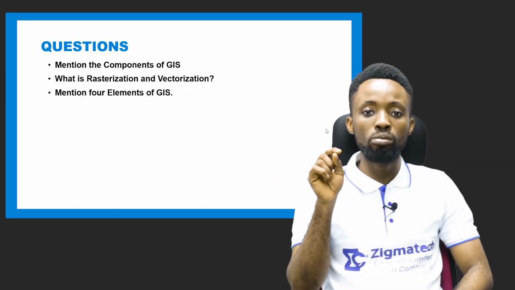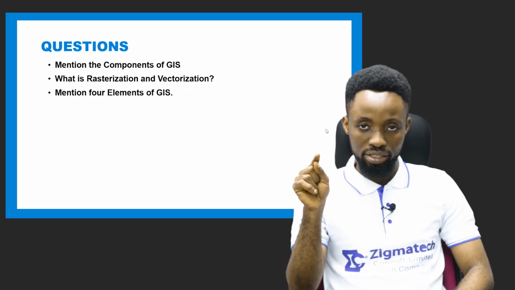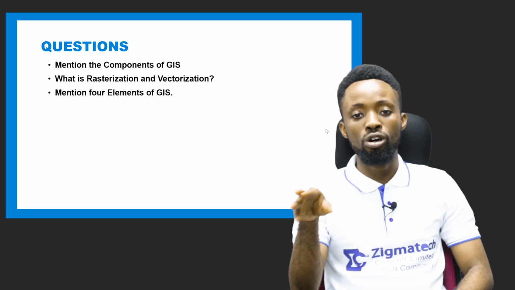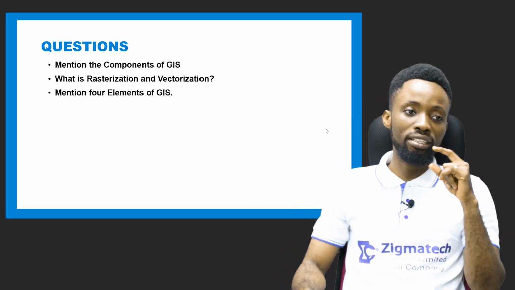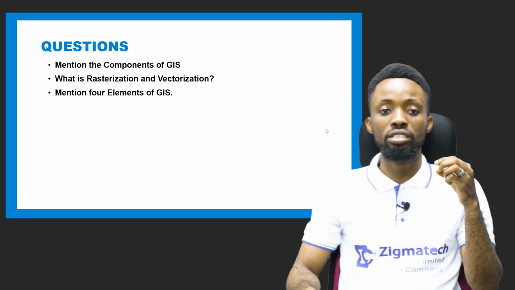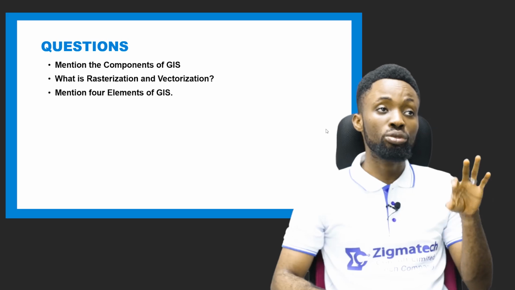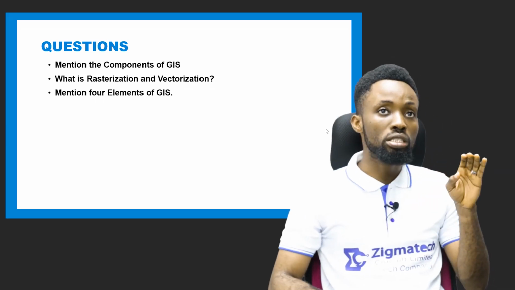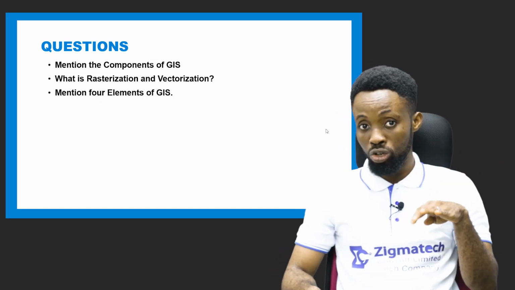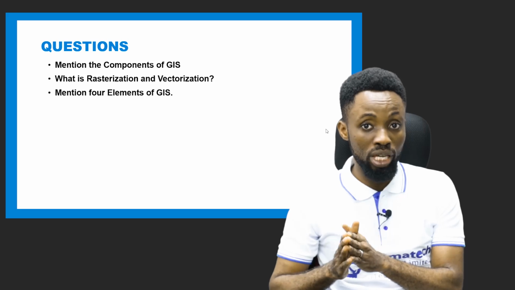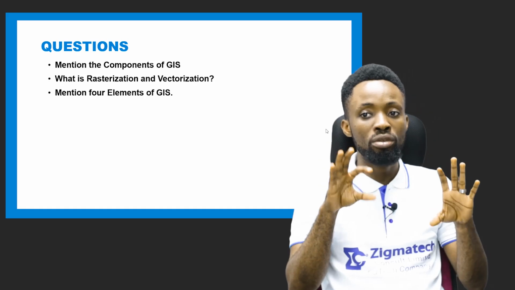So quickly, let us look at some questions concerning components of GIS. Now, question number 1 says, mention the components of GIS. Like we have looked in the lesson, we see that the first component of GIS is the hardware component. We have the software component. We have the data component. We have the procedure component. We have the peopleware or the users. And then we have the network component, which, like I said, is sometimes not mentioned. But the first 5 I have mentioned are the major components of GIS.